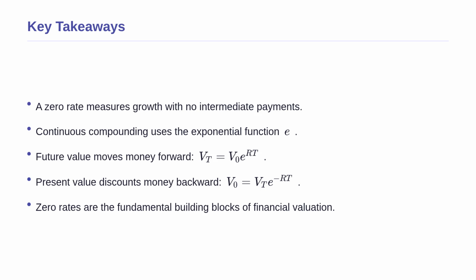We have covered a lot of ground today, so let us summarize the most important ideas. First, a zero rate is the purest measure of interest, representing the growth of money when there are no intermediate payments. Second, by using continuous compounding and the exponential function, we can easily translate future cash flows into their present values, and vice versa. Moving money forward is compounding, and moving it backward is discounting. Mastering these zero rates is your absolute first step to pricing any complex derivative. You now understand the core engine of financial valuation.